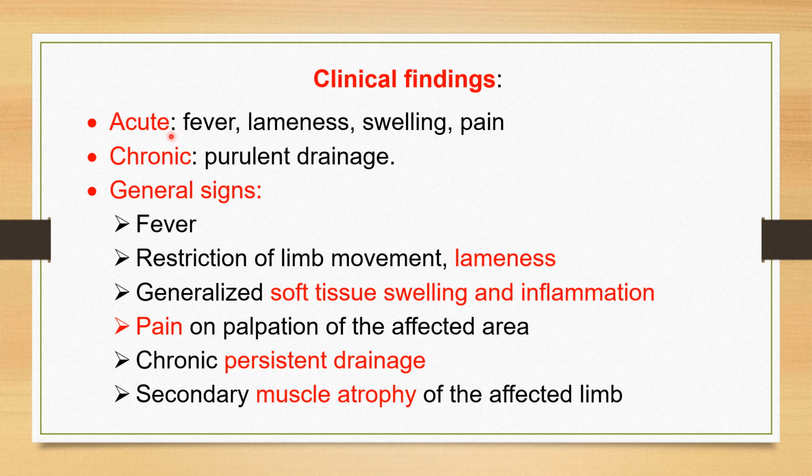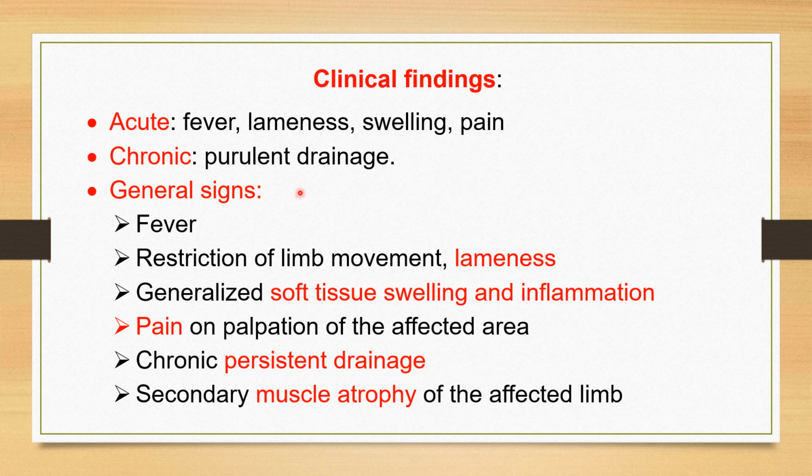In acute osteomyelitis, there is fever, lameness, local swelling, and pain at the site of swelling. In chronic cases, these above signs are also there, and there is purulent drainage also. We will see details later on.